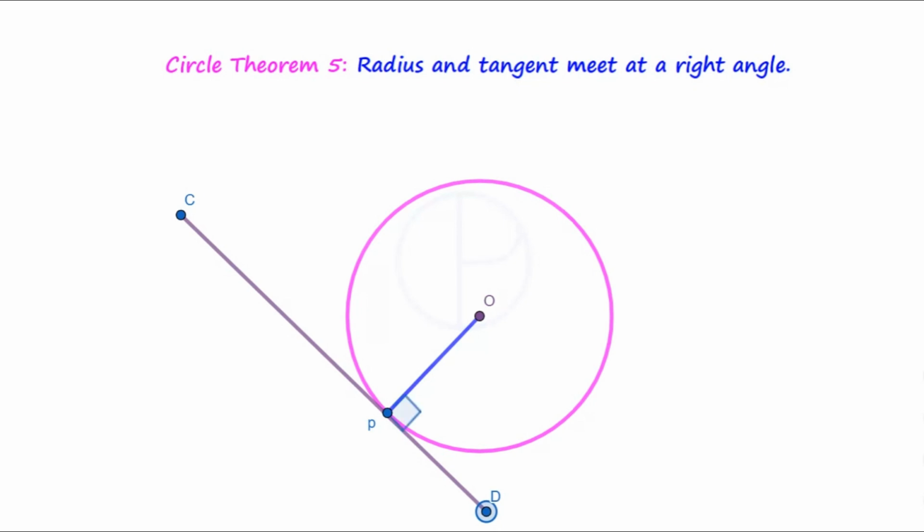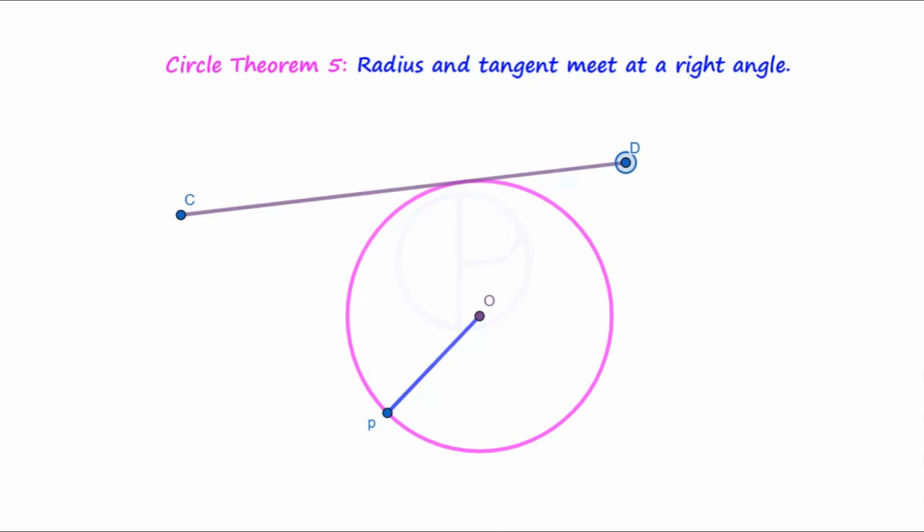If you draw a tangent at another point where it touches the circle, suppose I'm drawing a tangent here, let's mark the point of contact of the tangent with the circle. Now let's join P and O. Now it makes an angle 90 degree. The tangent and the radius make an angle 90 degree.